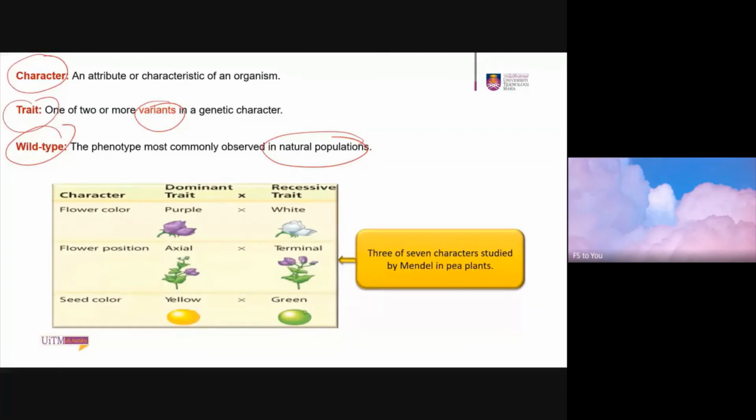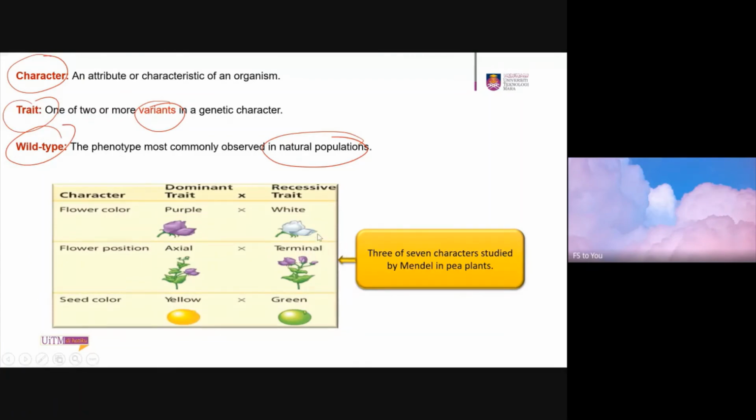Itu wild type, yang original, yang asal, yang ancestors dia. Yang paling senang nak cakap, dia adalah yang paling banyak diobserve. Okay, the phenotype most commonly observed in natural population, yang asal, yang tak ada dipengaruhi oleh banyak-banyak environmental factors, contoh. Okay.